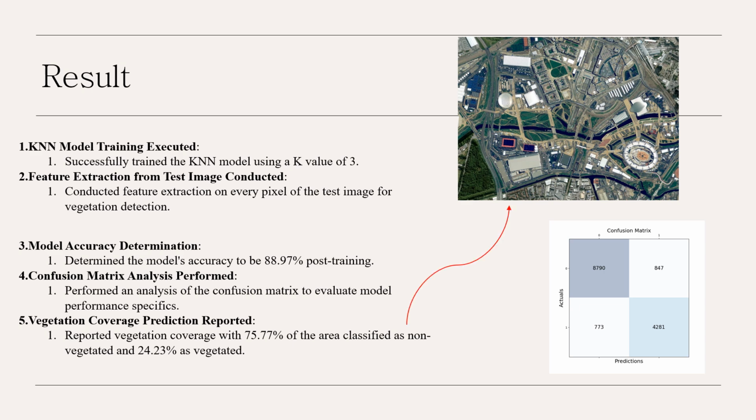And then for the validation image, I applied the trained KNN model to it, and I saw that the Python script showed that 75% of the area was non-vegetated and only 25% was vegetated. So in this project, I used the whole script for vegetation detection, but it can actually be used for any object detection that the user wants.